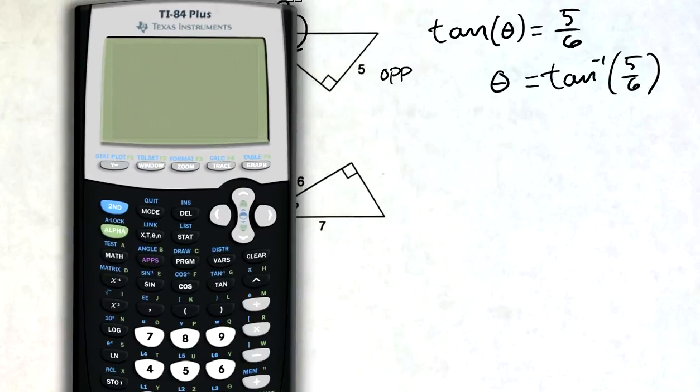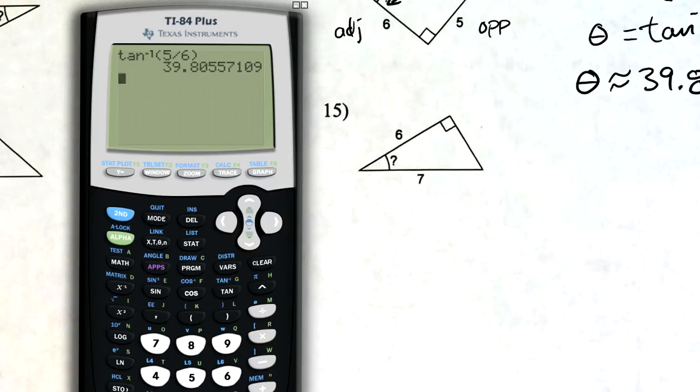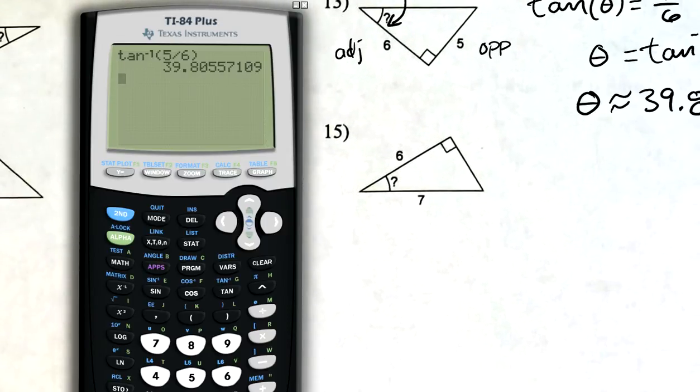And I can grab my calculator, and just to review how that looks, the inverse tangent, I need to get access with my second function key. So I hit second and then the tangent button. So you can see I've got the inverse tangent of 5 divided by 6. Close the parentheses and equal. You can see that it says that theta is approximately, let's see, I'll round this to just the nearest tenth, 39.8. And they didn't give us any units for these, so we'll just say 39.8.